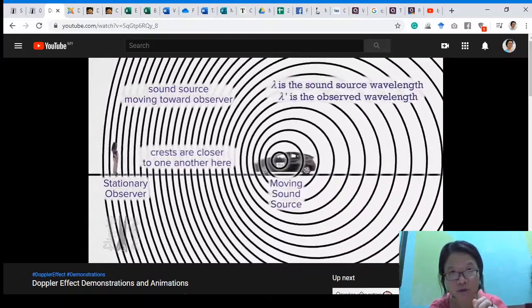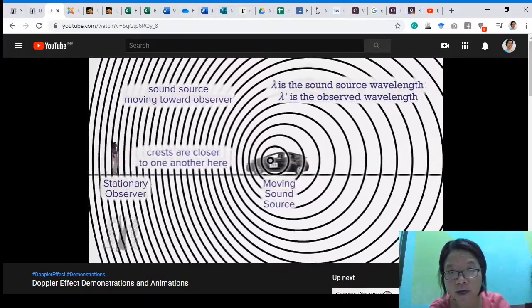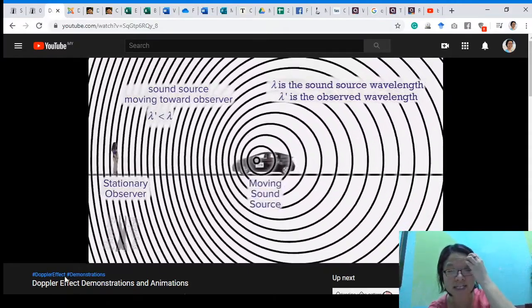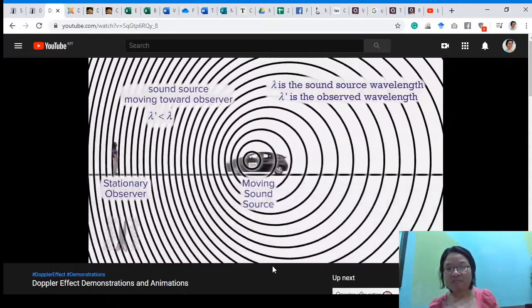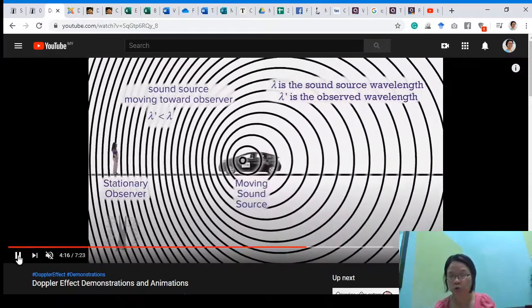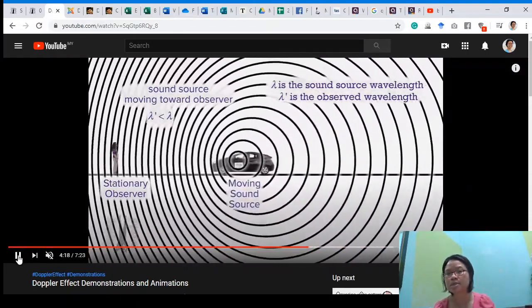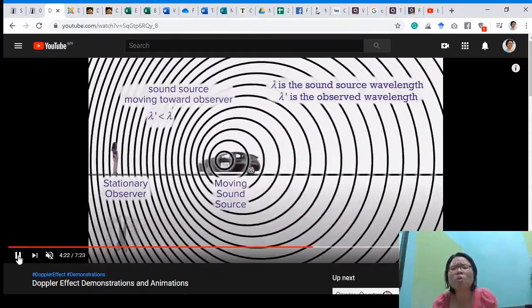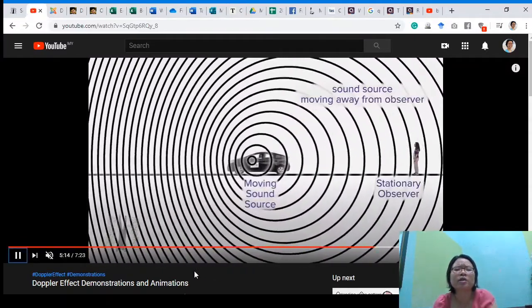If lambda decreases, f must increase. Okay, so that observed frequency is the one that increases because the wave coming towards him is being squished. So he observes and hears an increase in frequency, or he just gets more sound wave per second. You just look at it.